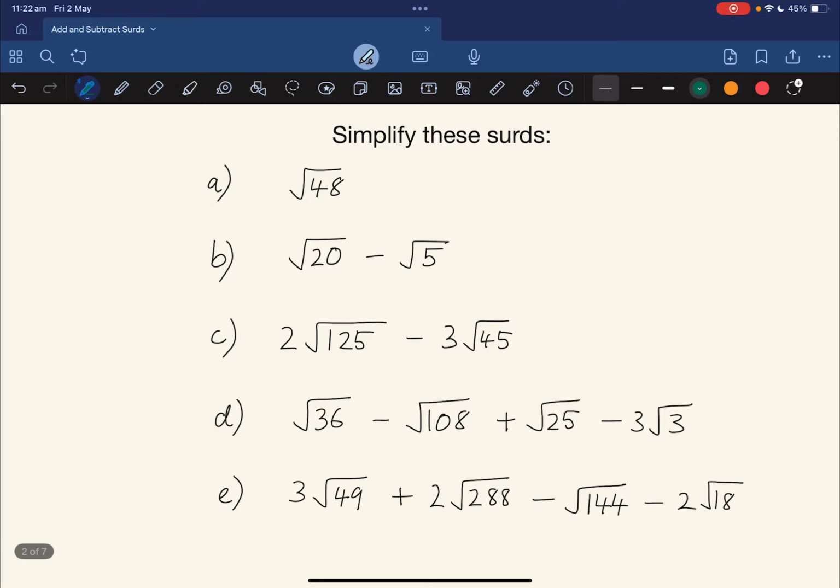Hello, today we are going to look at simplifying surds by adding or subtracting. All right, we've got 5 questions on the screen, so let's get started.